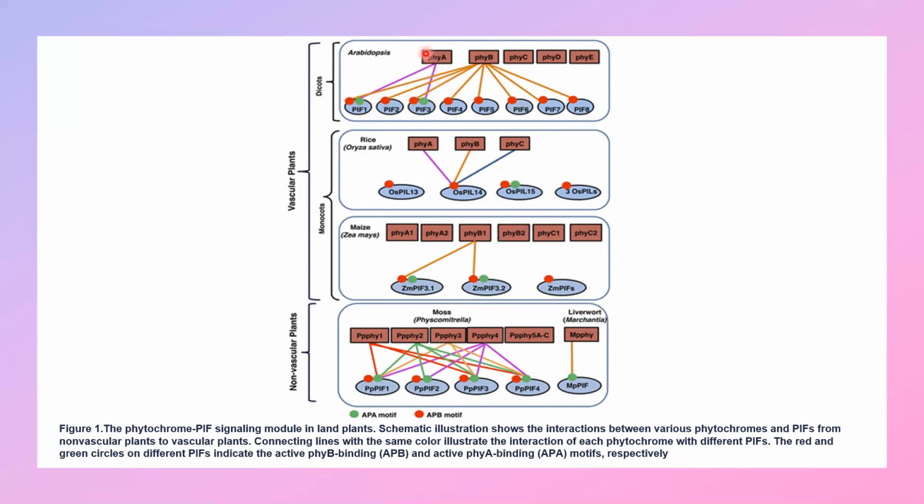In Arabidopsis, we have 8 phytochrome interacting factors. This module is the phytochrome PIF signaling module. It illustrates the phytochrome and PIF interactions. The connecting lines with various colors illustrate the interaction of each phytochrome with different PIFs. For example, phytochrome A interacts with PIF1 and PIF3, whereas phytochrome B interacts with PIF1, F2, F4, F5, F6, F7, and F8.